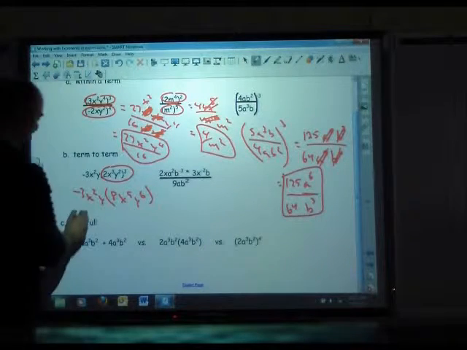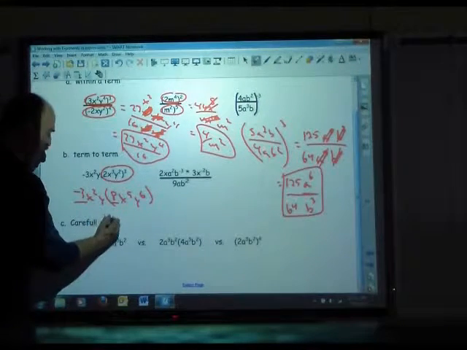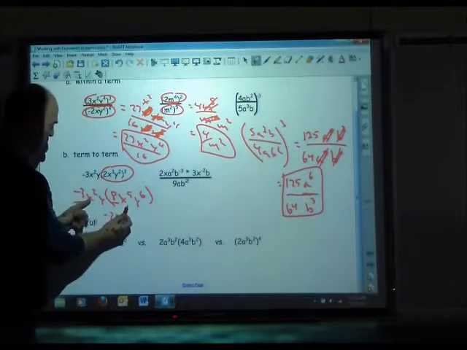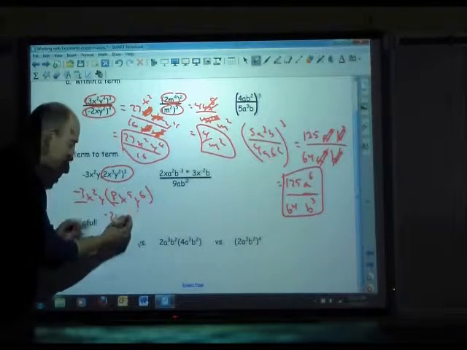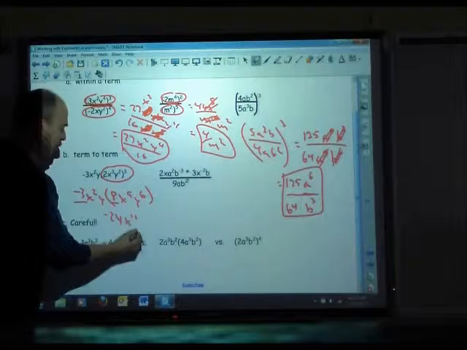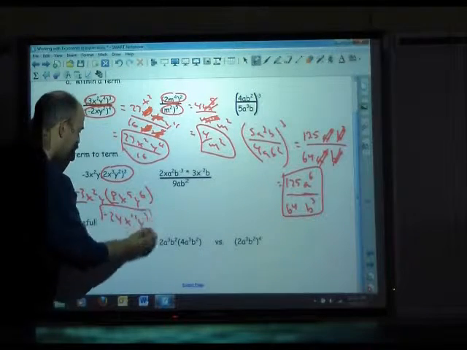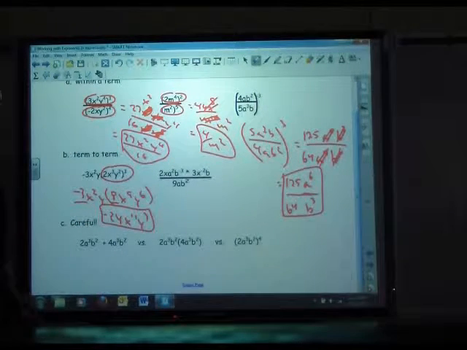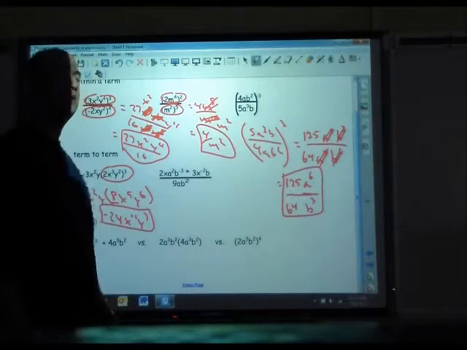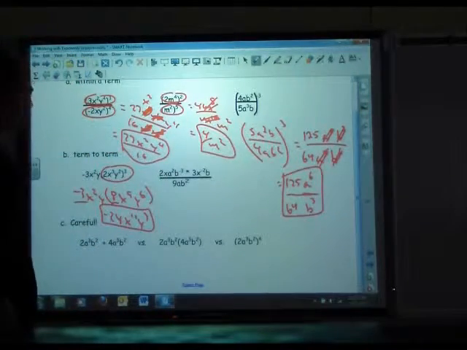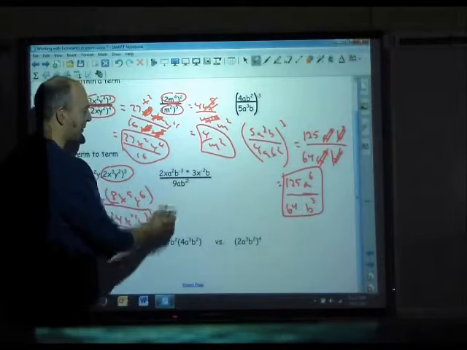So I've got some numbers. Negative 3 times 8 would be negative 24. X to the, now I'm adding my exponents. X to the 11th and y to the 7th. Okay? So it's really about taking care of order of operations, doing the exponent first and then multiplying by the front.